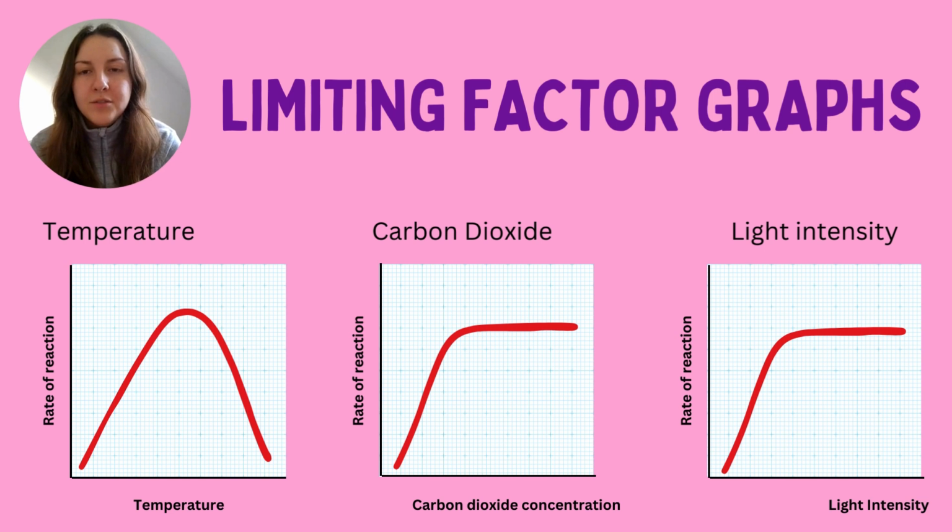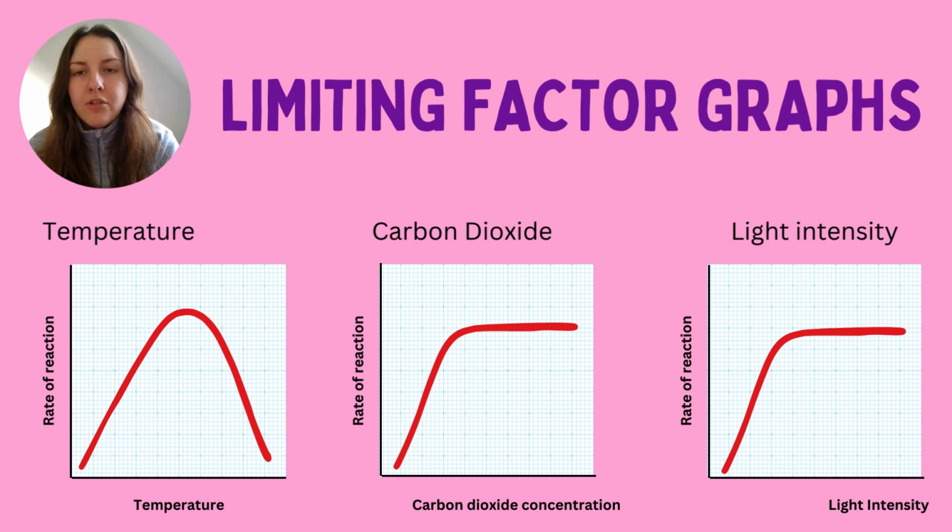So let's have a look at these graphs. We've got temperature, carbon dioxide, and also light intensity. The light intensity graph and the carbon dioxide concentration graph will look very similar. There is like a nice linear line. You have a plateau at a certain point. However, temperature kind of goes upwards in a peak and back down. So let's interpret these graphs and know what's really going on.